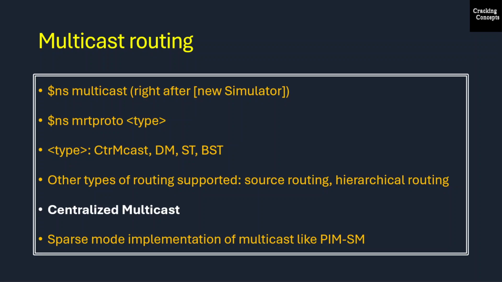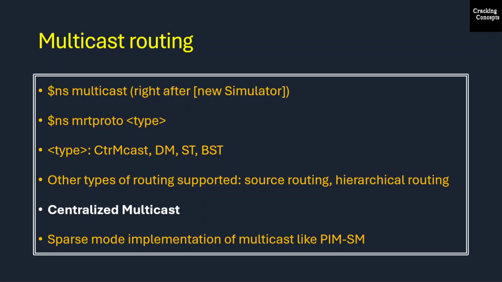Now some of the other types of routing supported here are source routing and hierarchical routing. We'll begin by looking into centralized multicast. The centralized multicast is a sparse mode implementation of multicast which is similar to pim-sm.